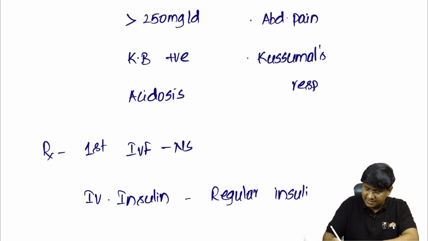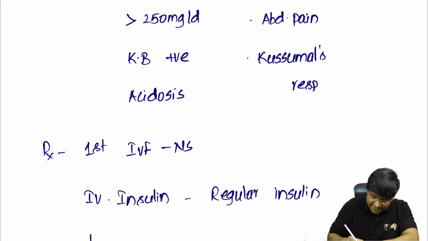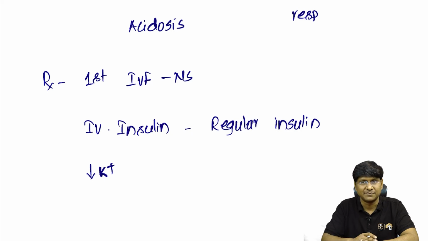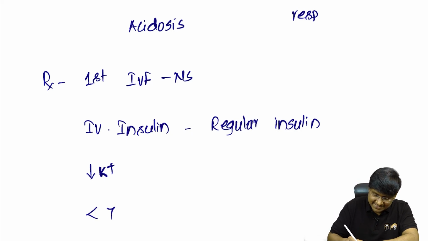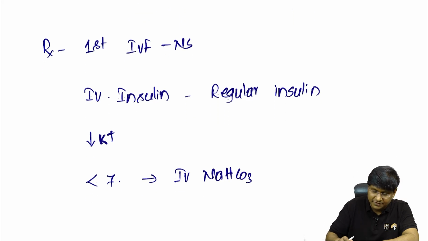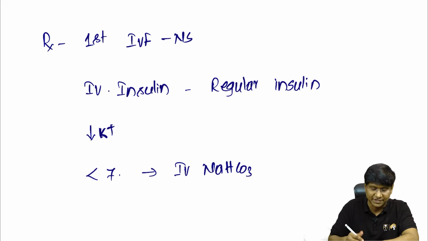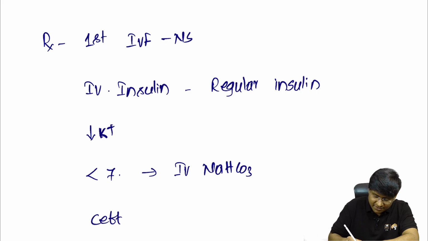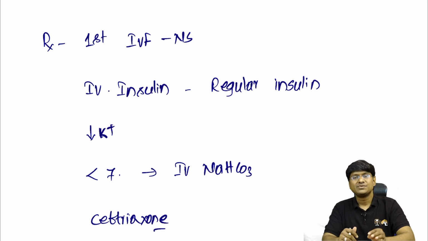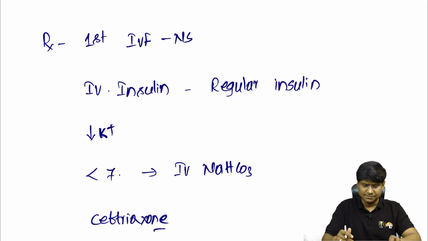But when you are giving this regular insulin infusion, that will result in hypokalemia. So you need to monitor the potassium levels, right? And if the pH is less than 7, you also need to give intravenous sodium bicarbonate. One very important precipitating factor for the development of diabetic ketoacidosis is infection. So you need to give broad spectrum antibiotics like ceftriaxone by the intravenous route. So that is about your diabetic ketoacidosis.